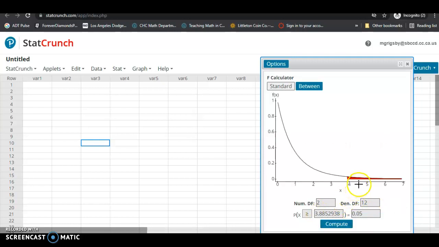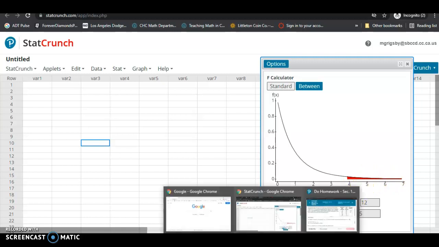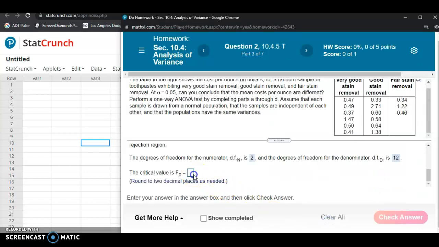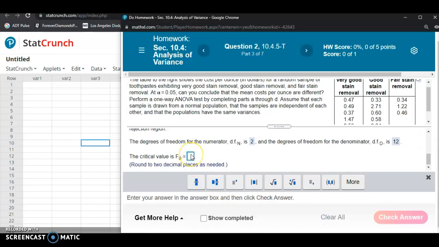All right, and then it shows you the rejection region. So this is the critical value, so 3.885. The part of the diagram in red is our rejection region, which is to the right of that value, 3.885, because that's our critical value.